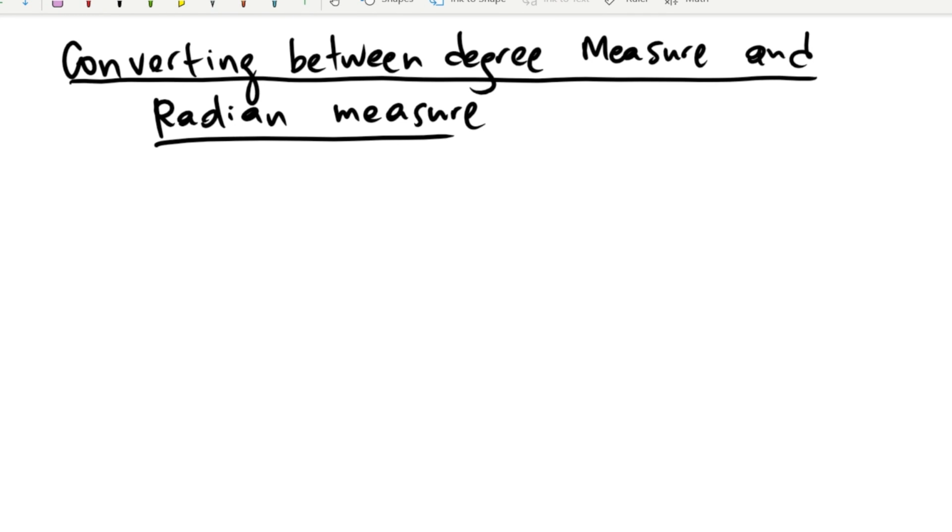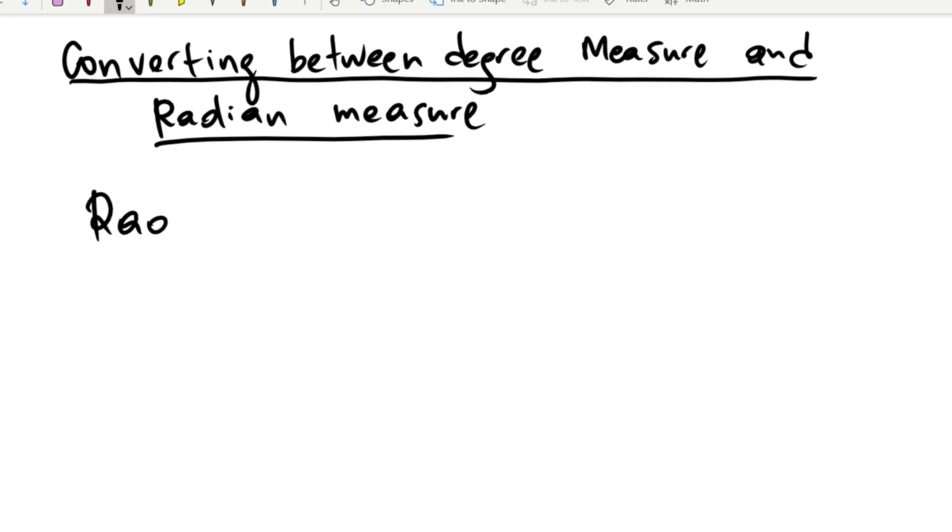Hello, today we're going to talk about converting between a degree measure and a radian measure. But before we start, let's go ahead and define what radians are. What is a radian?